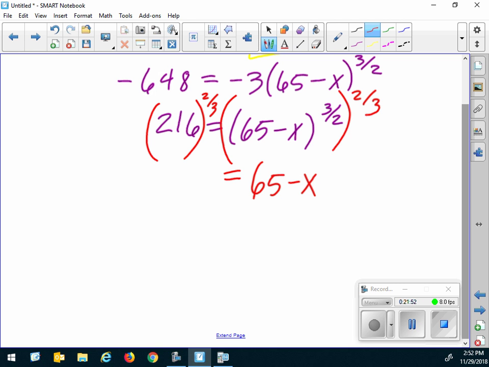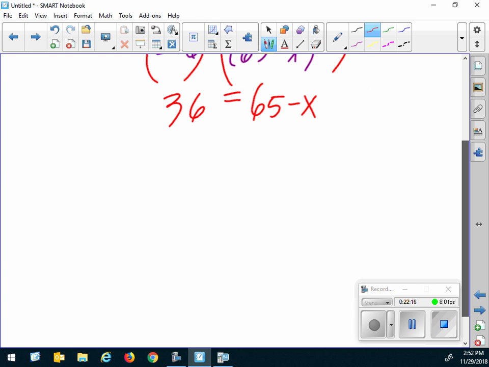Now, on your calculator, you can do this, but I want a different thing. What is the cube root of 216? 6. And what's 6 squared? 36. That's the way I want you to think through it. Because if you type in 216 raised to the 2/3 power, you get the answer, but you haven't thought through what it means, what you're doing. All right, finish. What do we do? Subtract 65 from both sides. What do you get? 36 minus 65. Positive or negative?